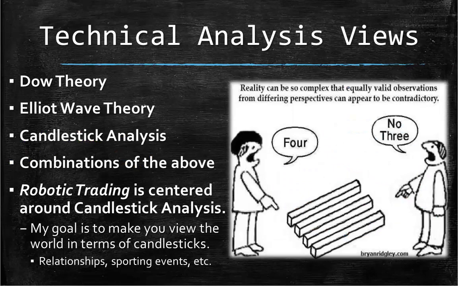Now, within the family of technical analysis, there are different areas you can look at, and this is the beauty of technical analysis and charts: there is no exact right way to do it. Technical analysis is not 1 + 1 = 2. It's 1 + 1 = whatever you feel most comfortable with. So different areas you could come across are Dow theory, Elliott wave theory, candlestick analysis, and combinations of the above. Here in robotic trading, this is all going to be centered around candlestick analysis.